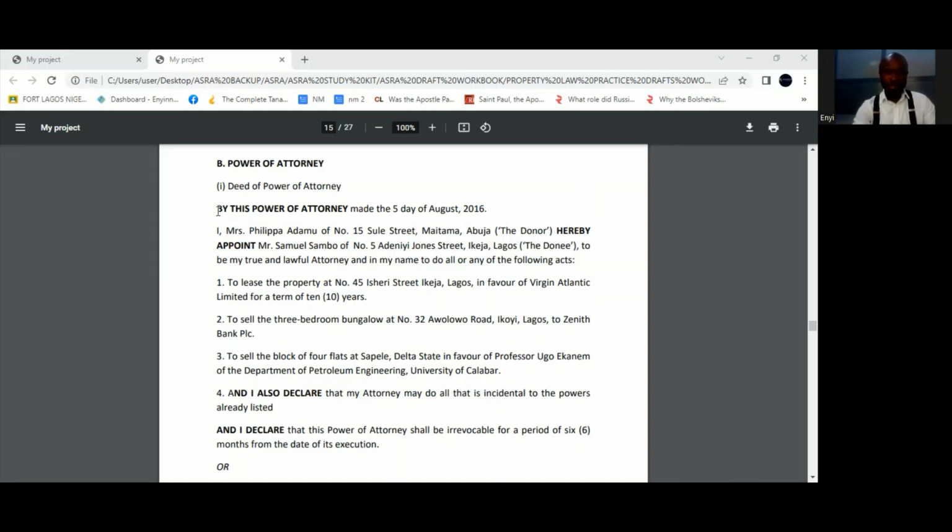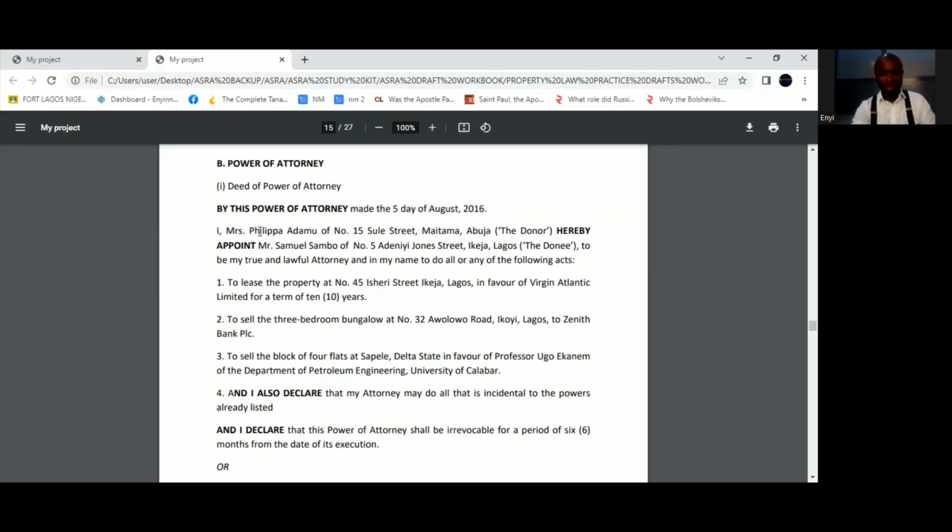Now, the first clause we have here is the commencement clause, which says by this power of attorney. And in some drafts, it could simply just say this power of attorney. And then the next is the date clause, which says made dash day of dash. You could also say is made. Of course, per the law school rules, when you have is made in the date clause, that means necessarily a recital would follow. And then what comes next is the parties clause.